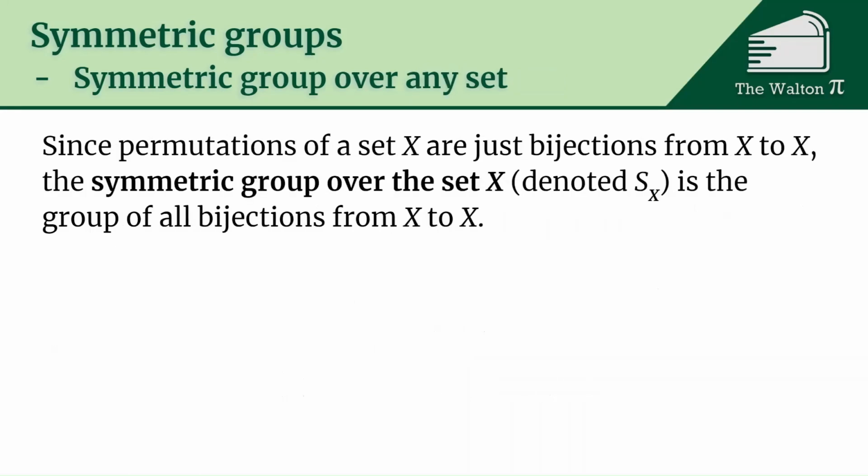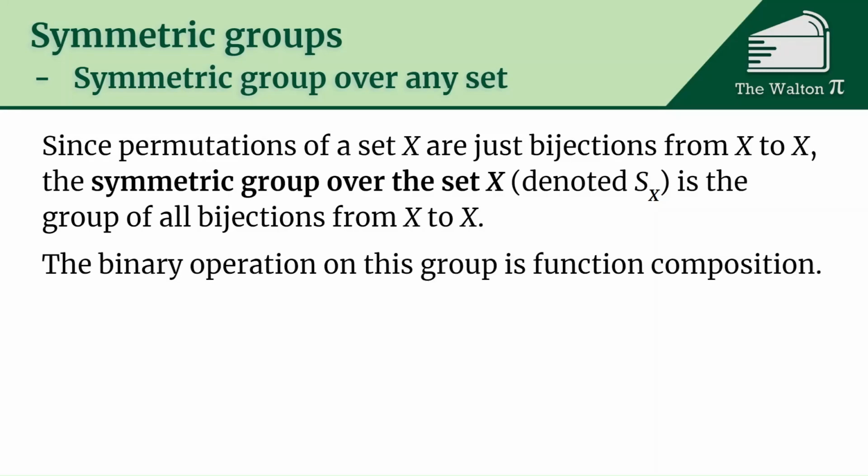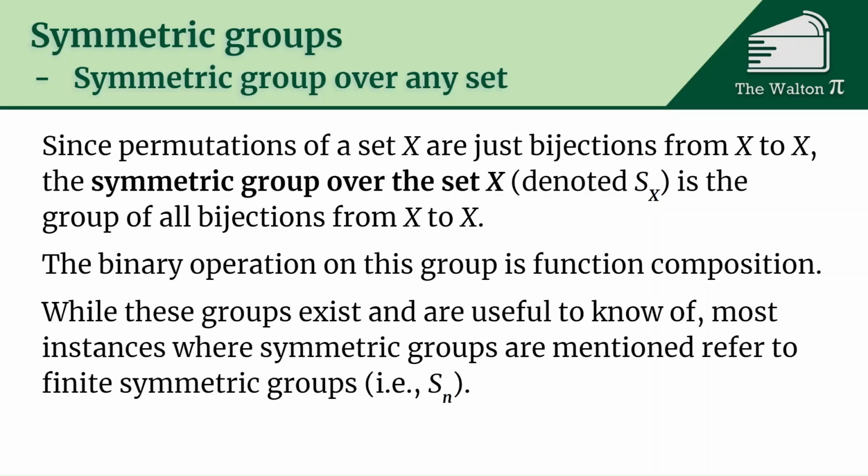Since permutations of a set X are just bijections from X to X, the symmetric group over the set X, denoted S sub X, is the group of all bijections from X to X. So we can do this over any set. We don't have to do this over a generic number. The binary operation on this group is just function composition. While these groups exist and are useful to know about, most of the time when you talk about a symmetric group, we're really just talking about the finite symmetric groups, so Sn.